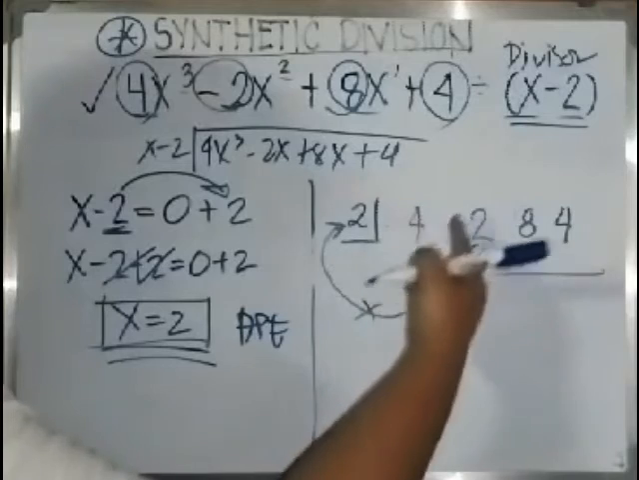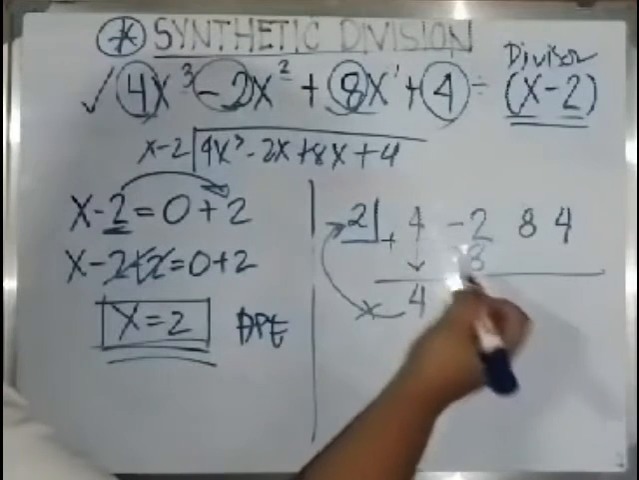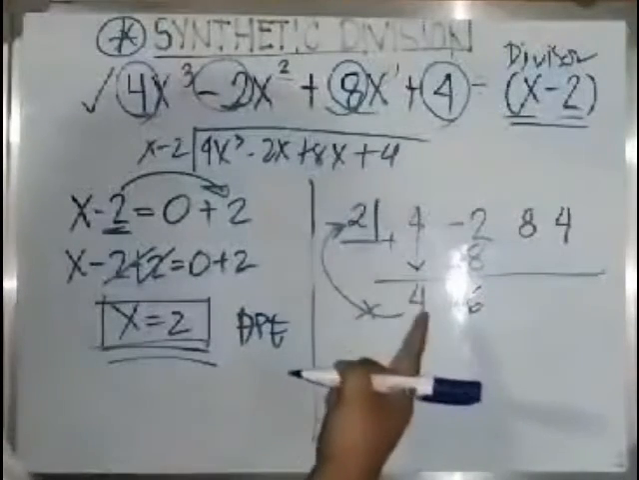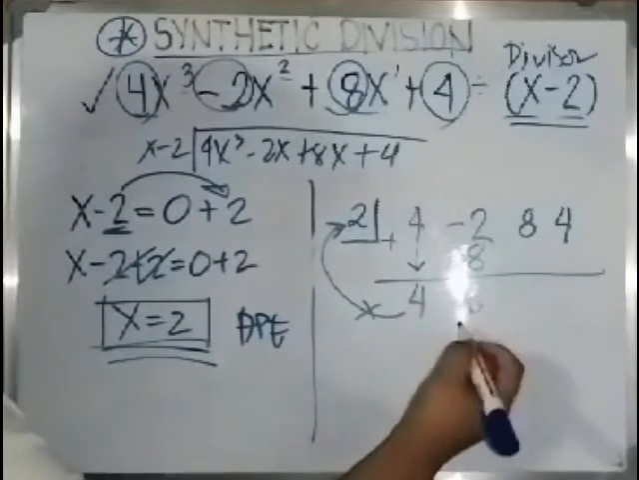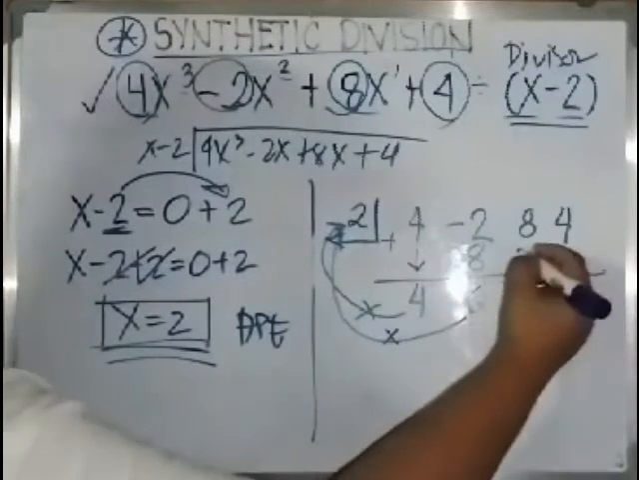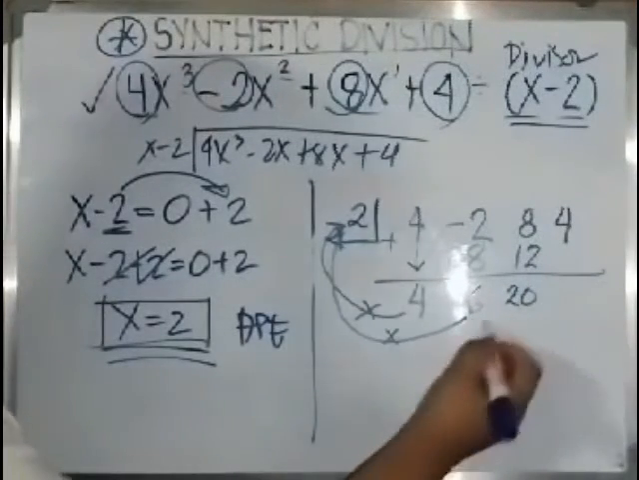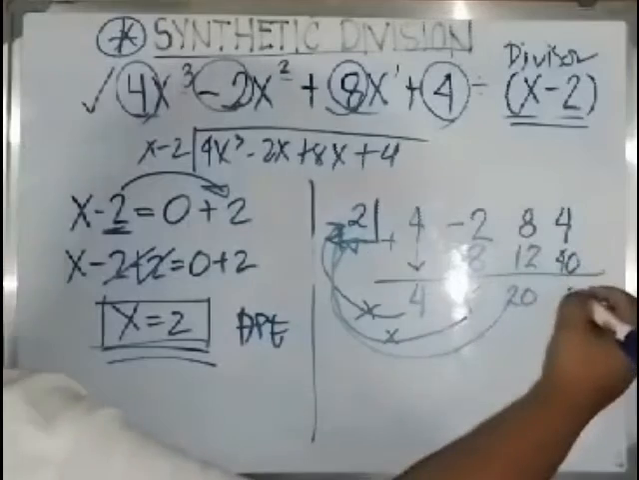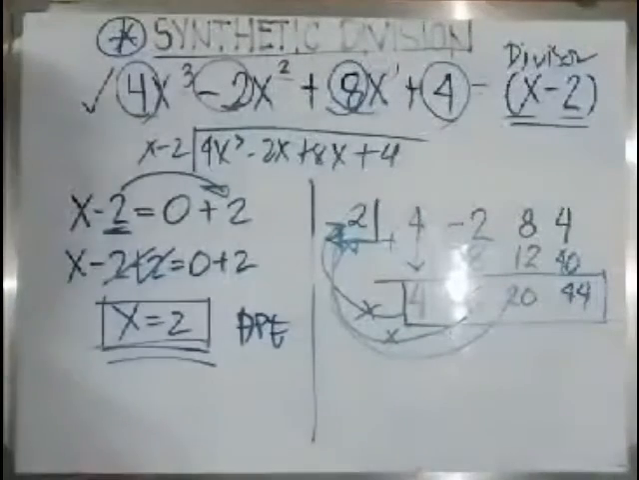Next, the numbers in each column will be added. So, -2 plus 8. In adding, if they have different signs, subtract them. That's 6, and carry the sign of the addend with the highest absolute value, which is the +8. So, 6. Going back to the process, multiply it by your divisor. 6 times 2, that's 12. Add them together, that's 20. 20 times 2 again, that's 40. Add, that's 44. Now, these are all the new coefficients for your quotient.